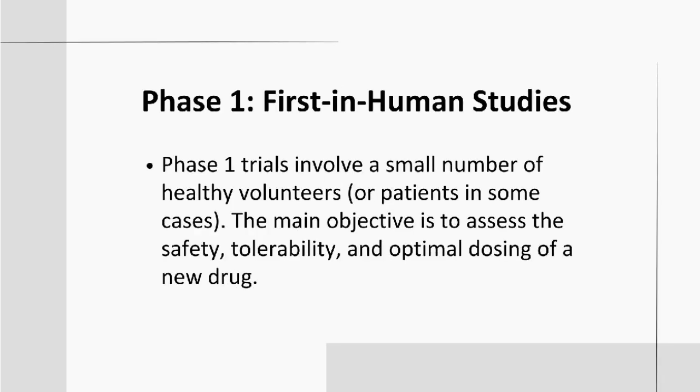Section 4. First-in-human studies. Phase 1 trials mark the first time a new drug is tested in humans. These trials are conducted on a small group of 20 to 100 healthy volunteers or patients. The main goal is to assess the drug's safety and tolerability, determine the optimal dosage range, identify potential side effects, understand how the drug is metabolized and absorbed by the body. Only if the drug proves safe at this stage does it progress to the next phase.